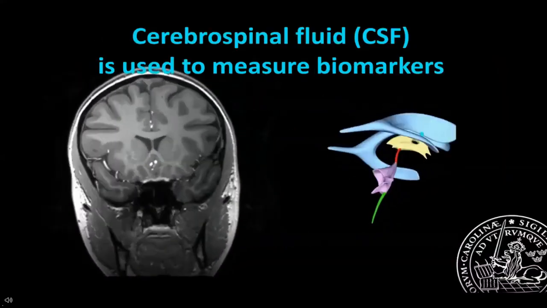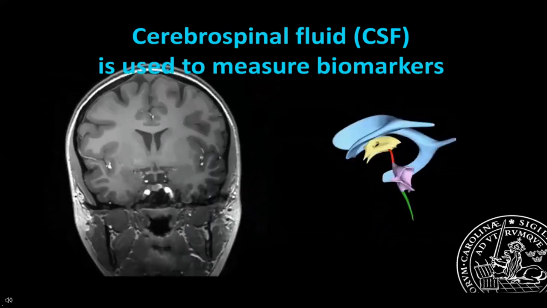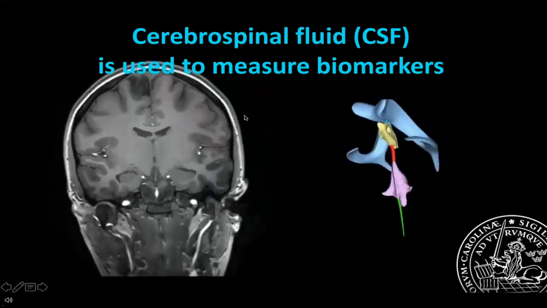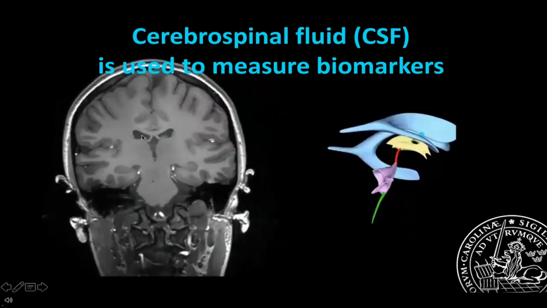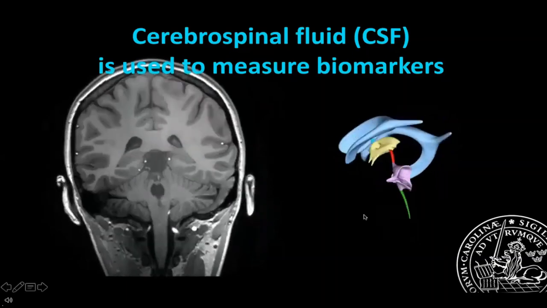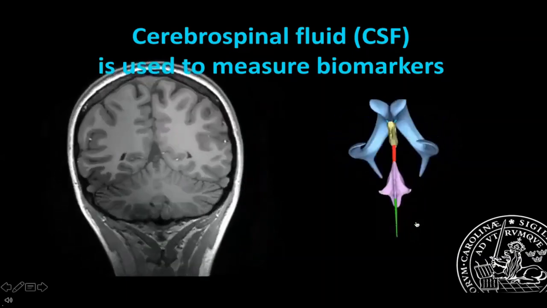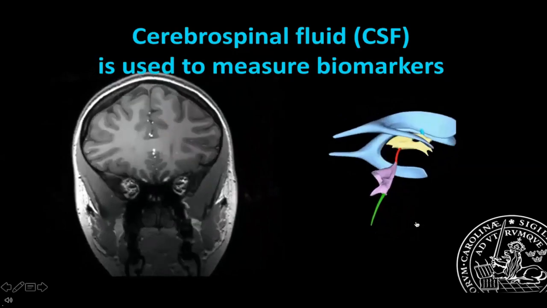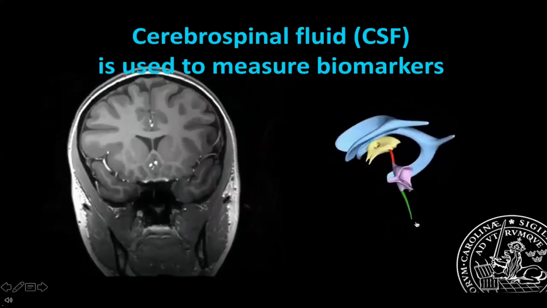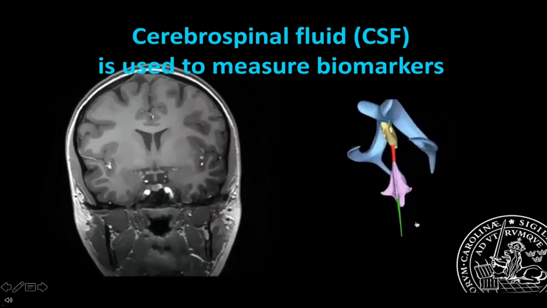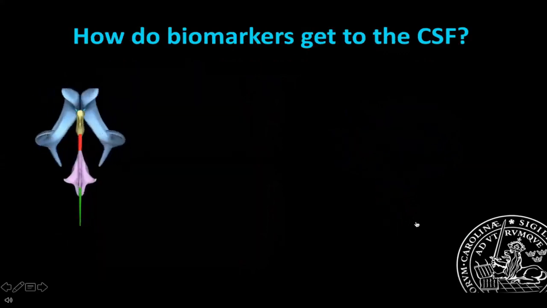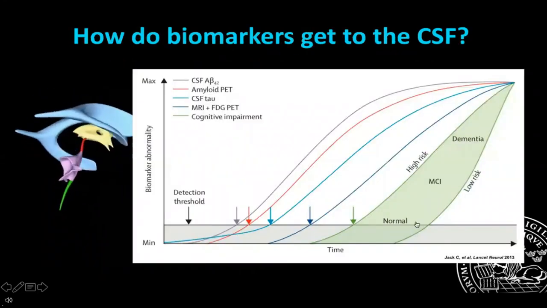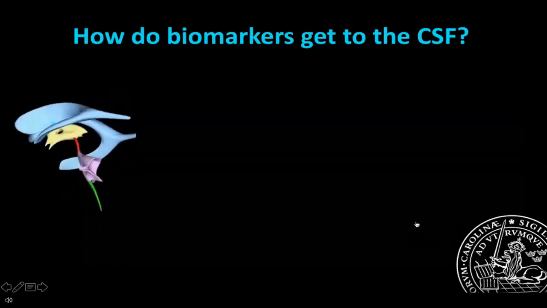But first, I will actually start by talking about the cerebrospinal fluid. It's produced in the choroid plexus here in the ventricles, and this is the ventricular system you see here. Most people know CSF as a way to measure biomarkers. But how do the biomarkers actually get to the CSF?